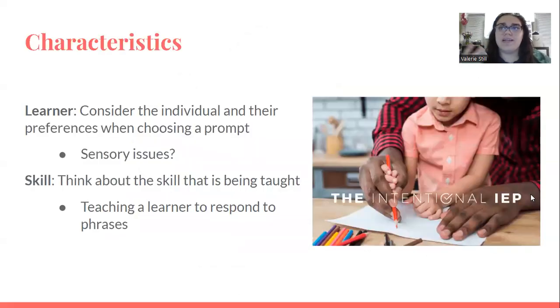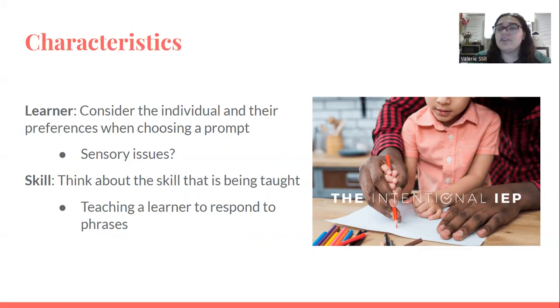With all the prompts that I just showed you, it can seem overwhelming to know which ones to use for your specific learner and your specific treatment plan. So what you're really going to want to do is look at the learner characteristics. Think about the individual and their preferences and what they need when you're looking at which prompts to use. For example, if your learner has sensory issues, then they might not benefit as much from a physical prompt because it's going to require a little more touching.